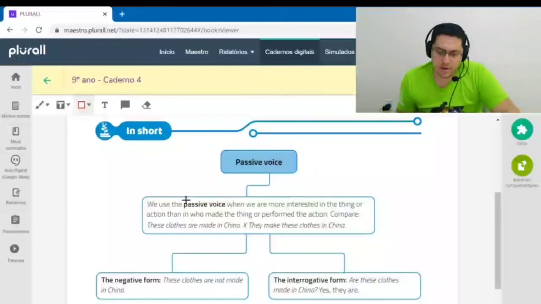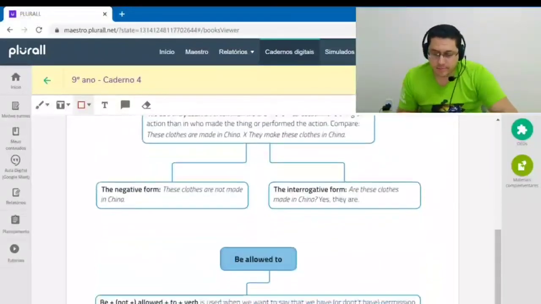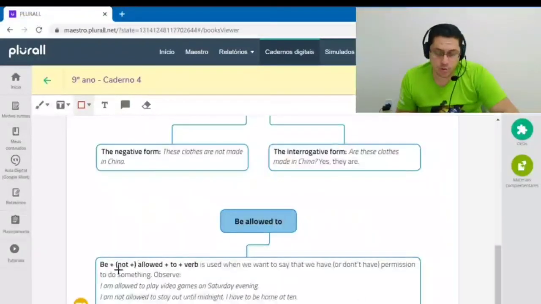Passive voice. We use the passive voice when we are more interested in the thing or action than in who made the thing or performed the action. Compare. These clothes are made in China. They make these clothes in China. Tá? These clothes are made. Então não importa quem fez, importa que foi feito. The negative form. These clothes are not made in China. The interrogative. Are these clothes made in China? Yes, they are.